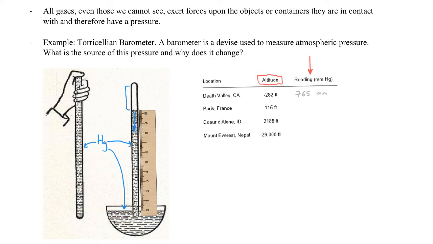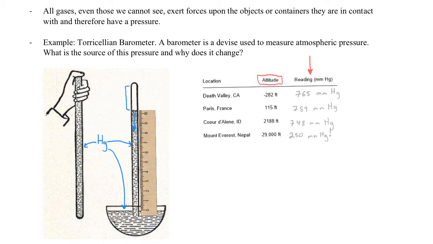Death Valley, California was listed as 655 millimeters of mercury. Paris, France, we had a little bit lower at 759 millimeters of mercury. Here in Coeur d'Alene, Idaho, it varies quite a bit, especially recently, but I read off our barometer here in the lab at 748 millimeters of mercury. And then I found a reading in Mount Everest. These aren't recorded on a daily basis, but I found a historical one that was listed as 250 millimeters of mercury. So what trend do you notice on this table as we change altitude?